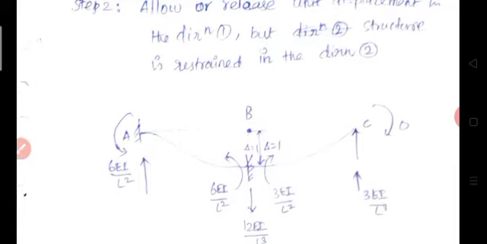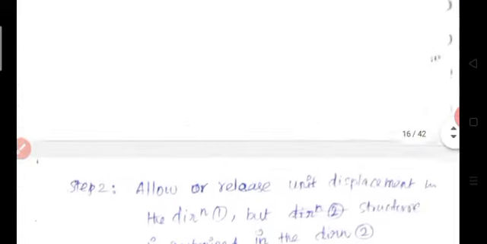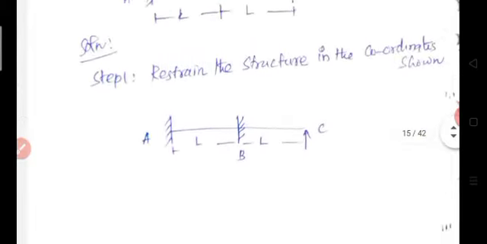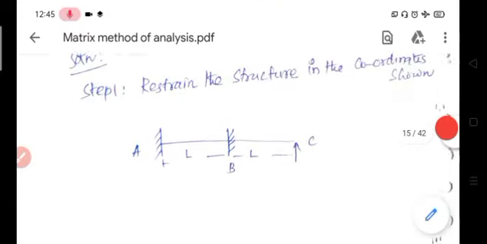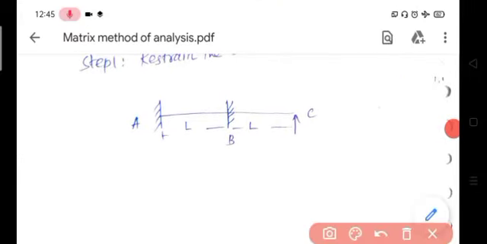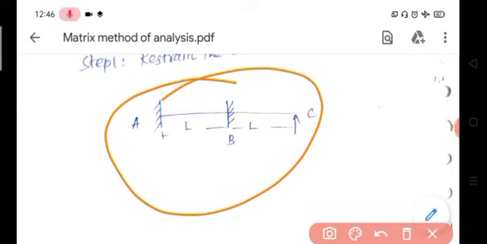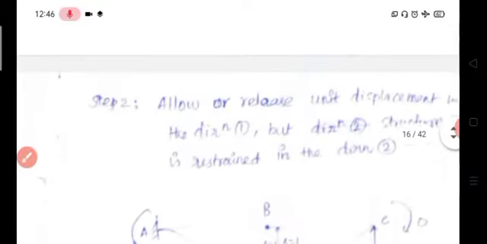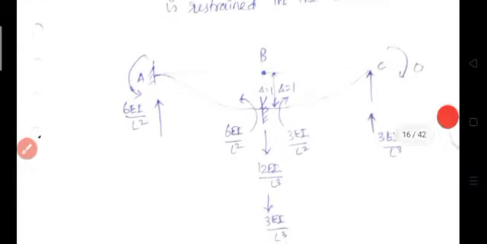So, this is our restrained structure. Now, allow unit transverse displacement at joint B. Okay. So, now the support is like this, and the structure transforms into this. So, we allowed transverse displacement at joint B, delta y is equal to 1.